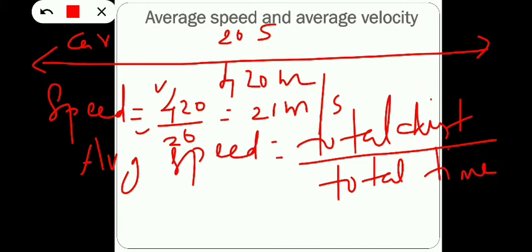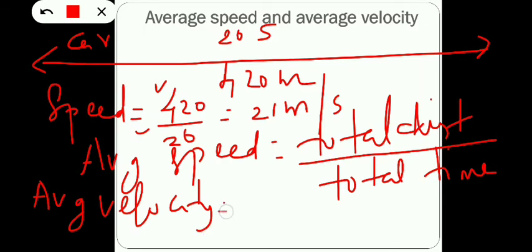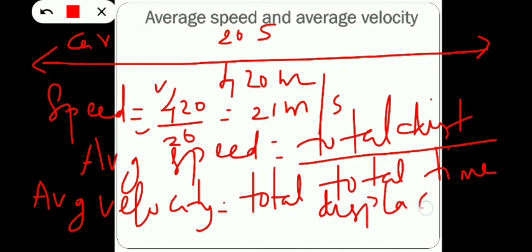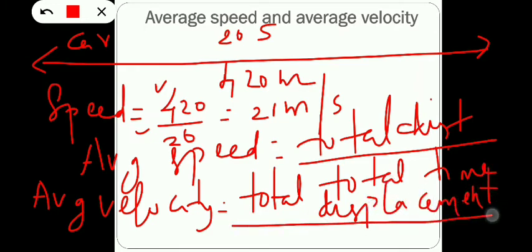Similarly, we can find an expression for average velocity too. So what is average velocity? Average velocity will be total displacement. Here we can't use distance because velocity is a vector quantity. So average velocity is total displacement divided by total time.